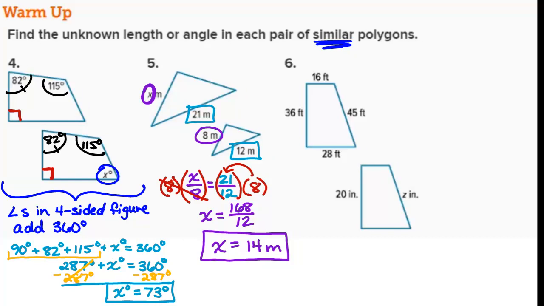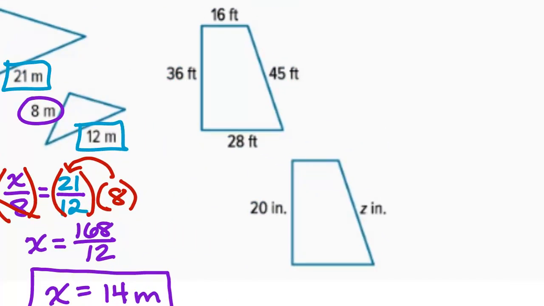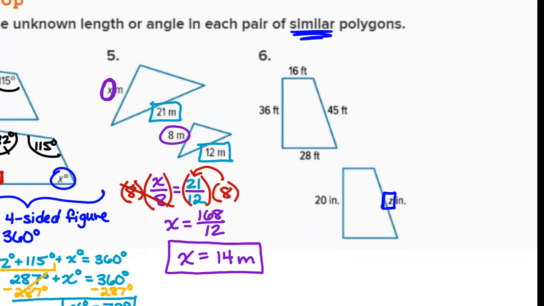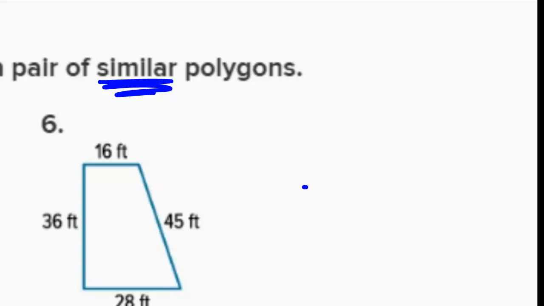All right, then the last one on the warm-up, number 6. We are supposed to find z, which is right here. That is a side, so again, I'm going to have to make a proportion of sides. Let's put that piece that we're looking for up on top. So z up on top. What would that correspond to on the other trapezoid? 45. So z and 45 have to make a fraction together because they are corresponding sides.